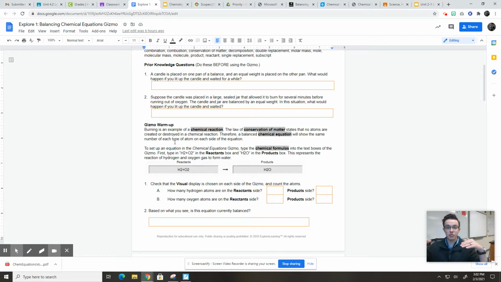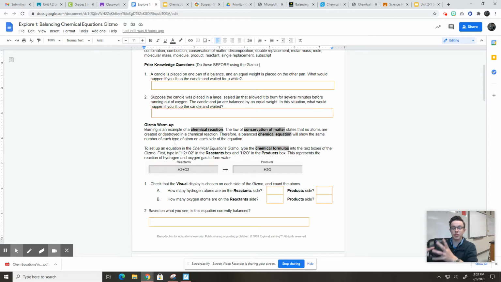Well, some of the wax is going to melt, some of the wick is going to go away, some of it's going to evaporate, some of it's going to undergo that combustion reaction, and so you're going to lose products to the atmosphere that are being converted to a gas, and so some of that balance may shift, right? So suppose the candle was placed in a large sealed jar and allowed to burn for several minutes before running out of oxygen. The candle and the jar are balanced by an equal weight. In this situation, what would happen if you lit up the candle and waited?